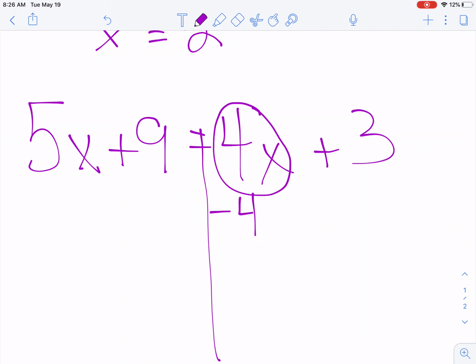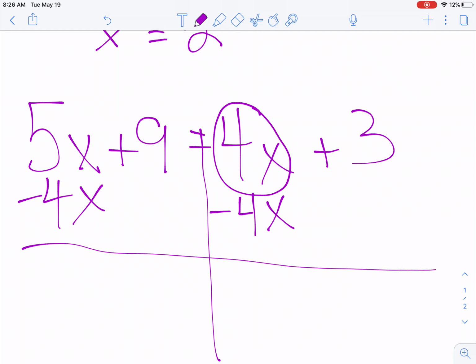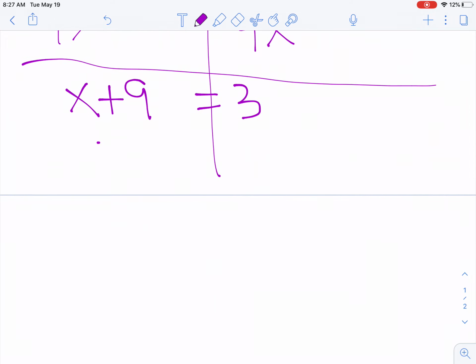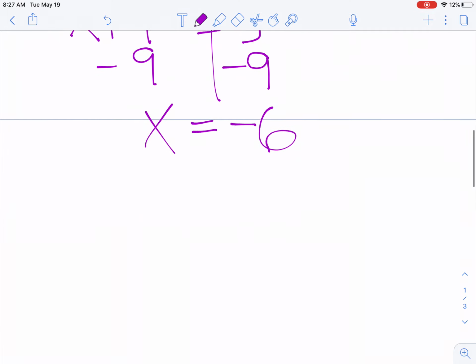So I'm going to subtract it. But remember, equations are a balancing act, so I have to also subtract it from the other side. What I have left is x plus 9 equals 3. I'm going to subtract 9, and x is going to be negative 6. Okay, so let's take another look at one of those types of equations.